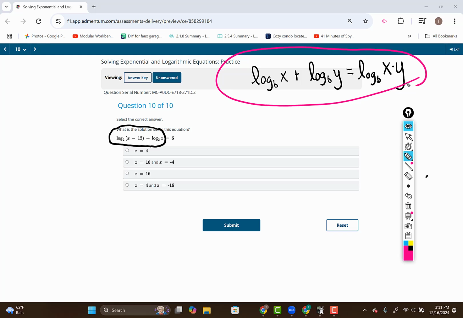So we're going to rewrite this problem. We're going to multiply the x minus 12 and the x. So it's going to get a little messy, but it's log base 2 of x times x minus 12 equals 6. Then we want to distribute that x. This is where it gets messy. It becomes x squared minus 12x equals 6. So now this is in log form.